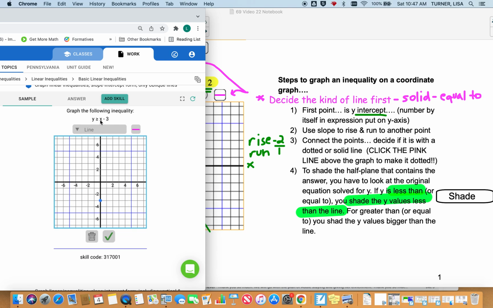Now I have to rise and run. What's the value with an x? The value is a 1. And so I'm going to rise 1 and run 1. And it will automatically put that line in for me. And now I toggle to shading. And I'm going to shade all the y values greater than or equal to this line. So where are the y's greater? Where are the y values going up? There they are, those points. That's all those points there are greater. So I'm going to shade above. And there we go. So that's what it looks like.